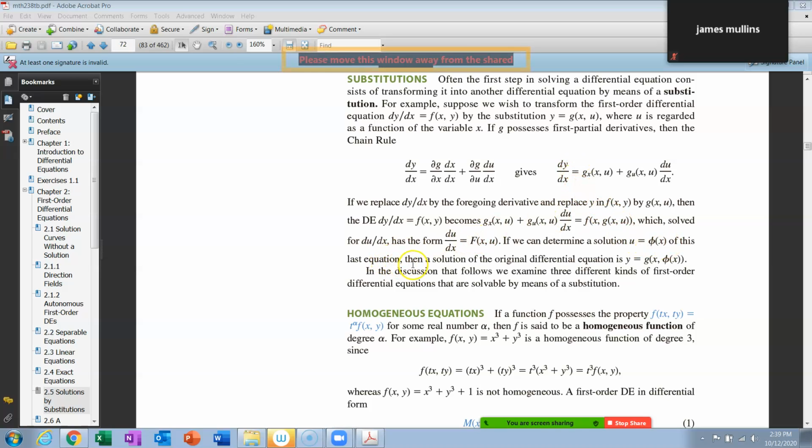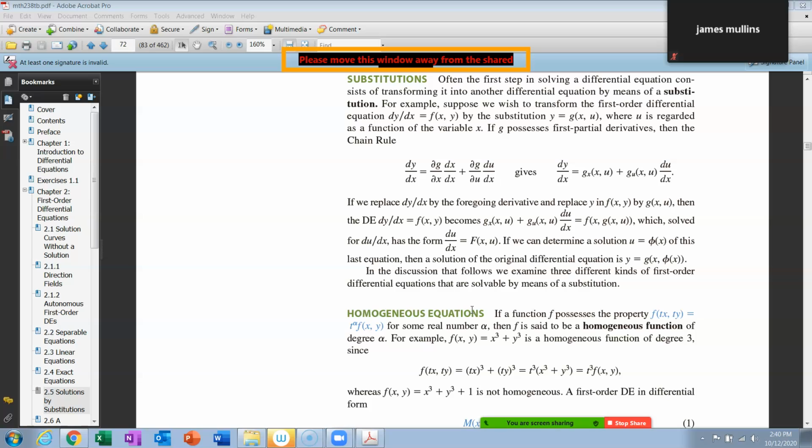Of that last equation, then the solution of the original differential equation is y equal to g of x comma phi of x, which is exactly what you have here, except rather than u, which is a function of x, they have phi, which is a function of x. So if you want a phi, why didn't they make it a phi up here? I don't know. In the discussion that follows, we examine 3 different kinds of first order differential equations that are solvable by means of substitution.